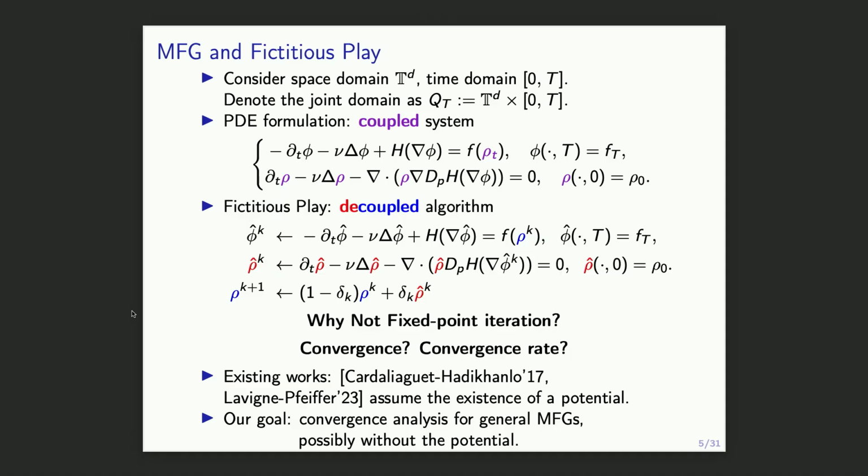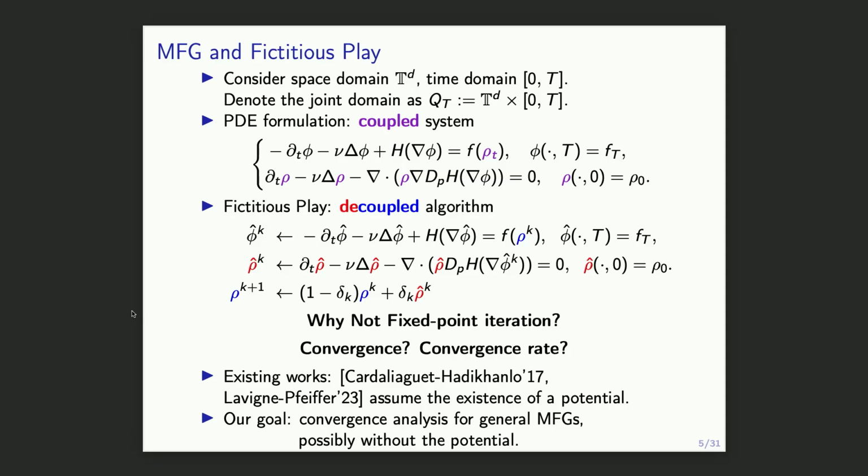So the difficulty of solving this system is not only because they are coupled, but also if you look at the HJB equation, it's moving backward in time, and the Fokker-Planck equation is moving forward in time. So if you want to solve the system, you need to couple the time and the space domain. And there are some nonlinearities, so directly solving it is not an easy task.